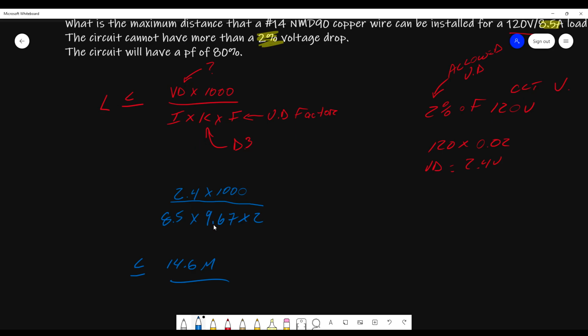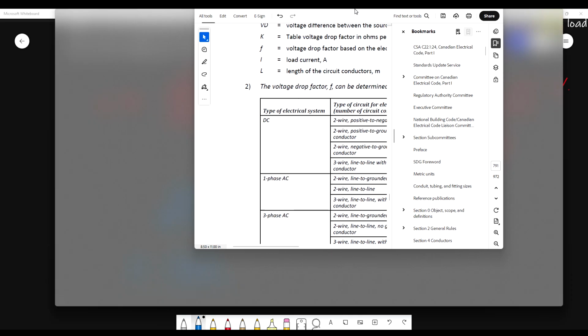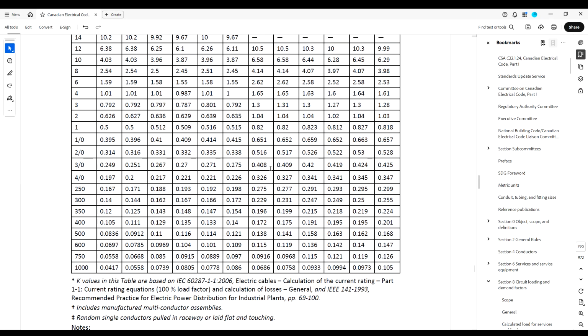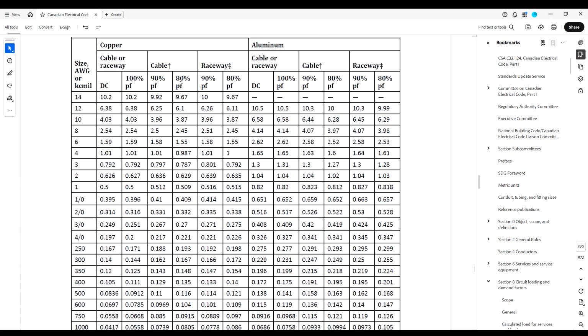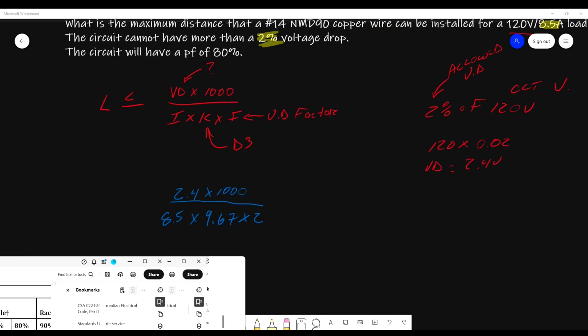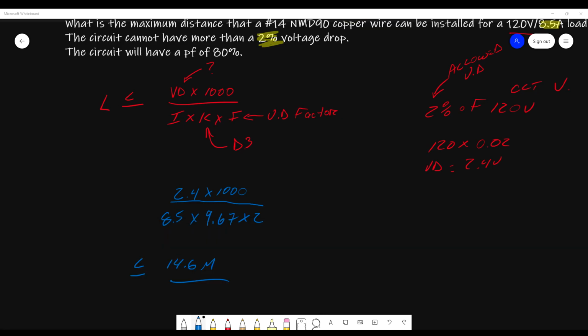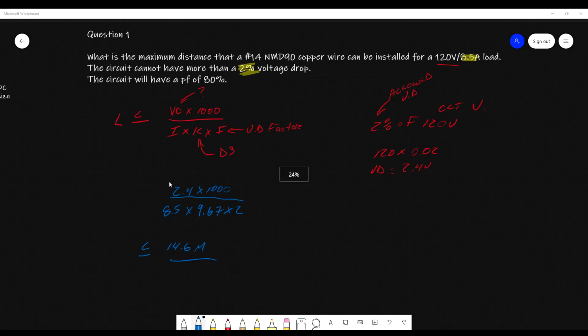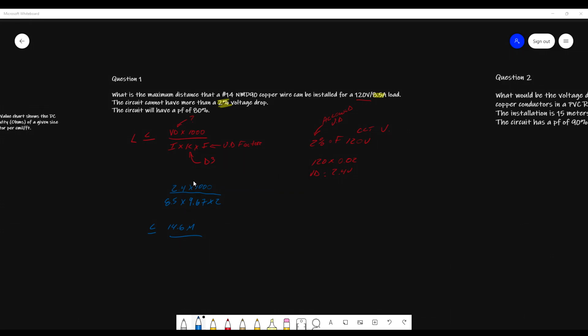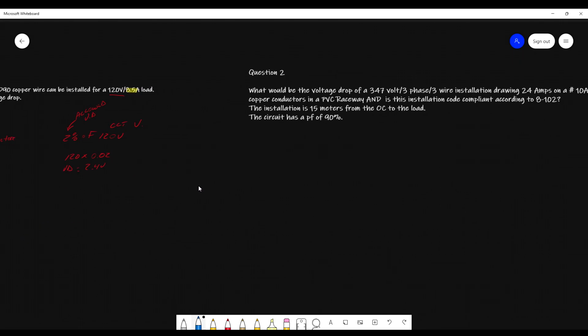The K factor came from D3, okay, which was, we're using a number 14. We have an 80% power factor, and it's in a cable, so 9.67. Okay? And then our form factor, or I keep saying form factor, our voltage drop factor is 2. Do the math, 14.6 meters max. Okay? So that answers question 1. Not too bad. It's not too bad because I give you the formula to use. Let's look at the next one here.